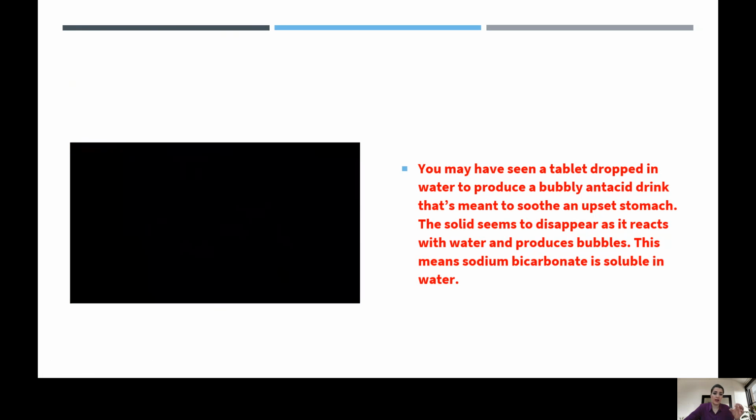If you have used vitamin C tablets, when you place them in water, they will disappear after some time. This means that this medicine has the ability to dissolve. This means the vitamin C tablets have the ability to dissolve. It means that they are soluble in water.